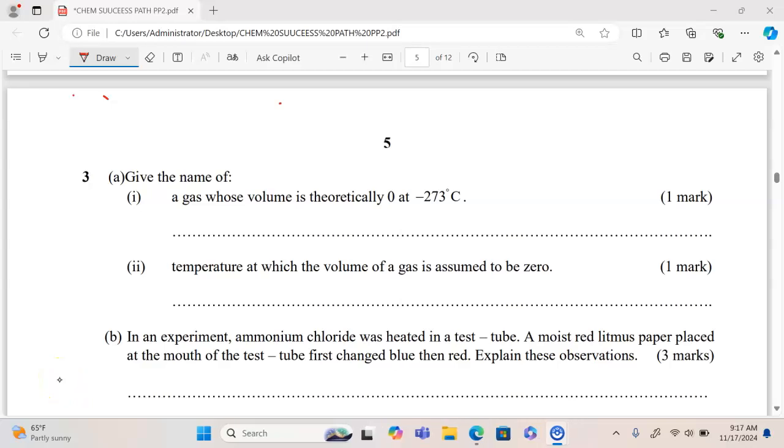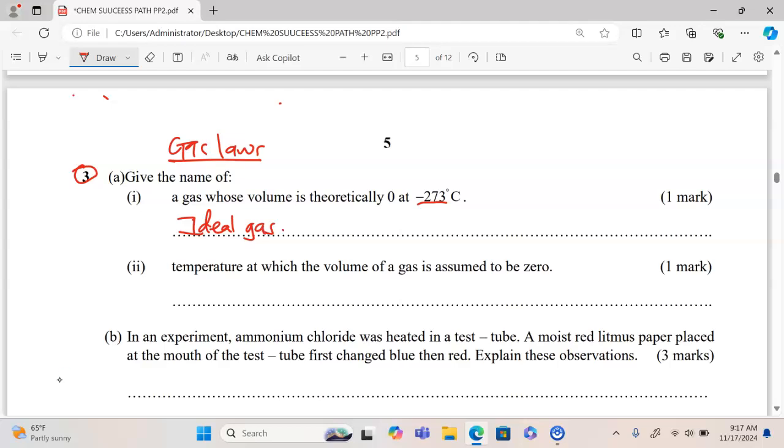We are still on with our revisions, a mock chemistry examinations. We are looking at question number 3, a question on gas laws. The question reads, give the name of Roman 1, a gas whose volume is theoretically 0 at -273 degrees Celsius. This gas is known as an ideal gas.